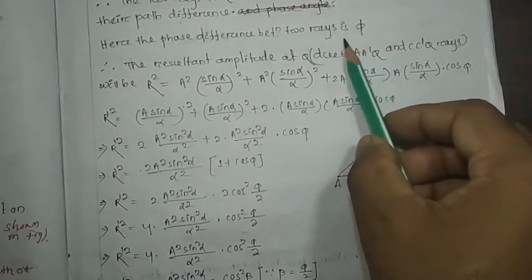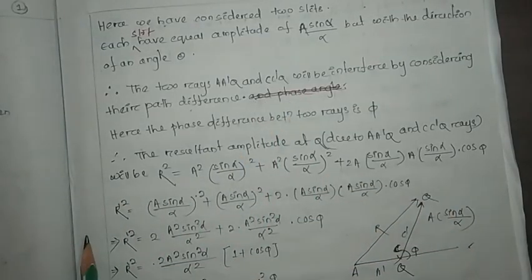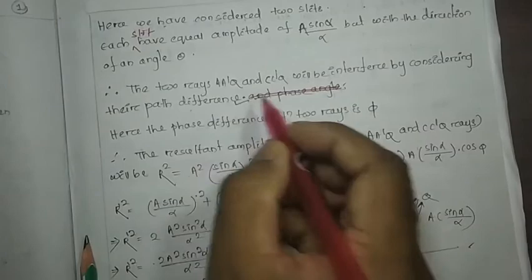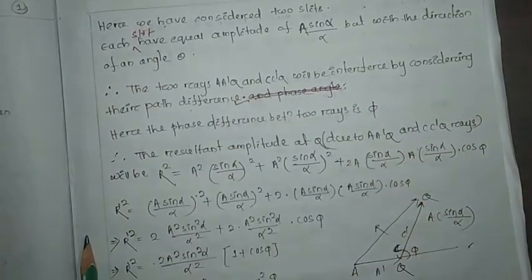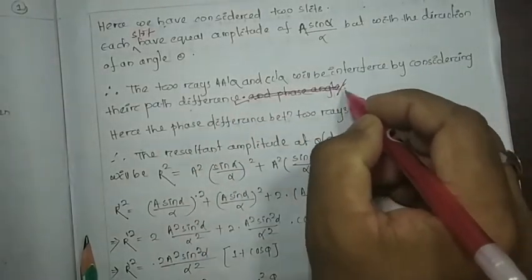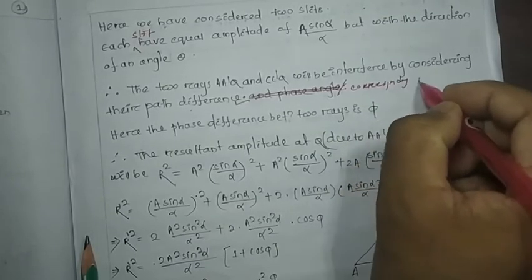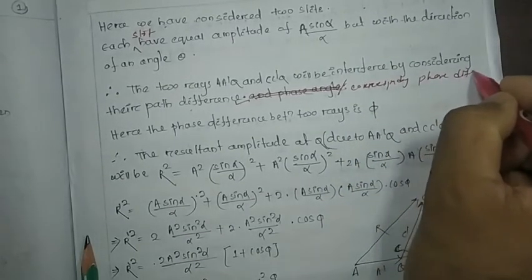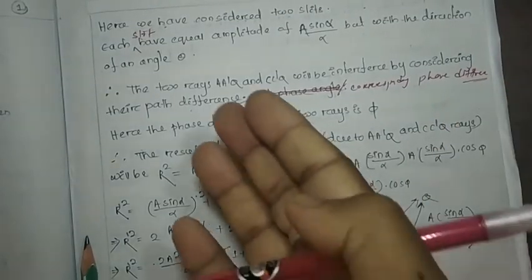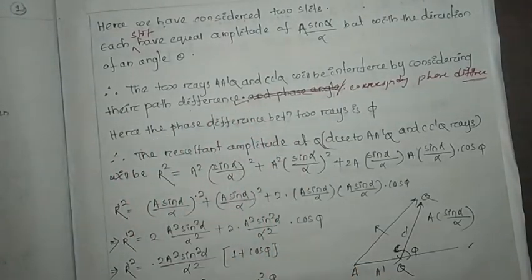Here the phase difference is phi. Considering the path difference, or here you have to write, the corresponding phase difference, same thing. So only the path difference is converted to phase difference. So here the phase difference between the two rays is phi. Already we have found this previously.